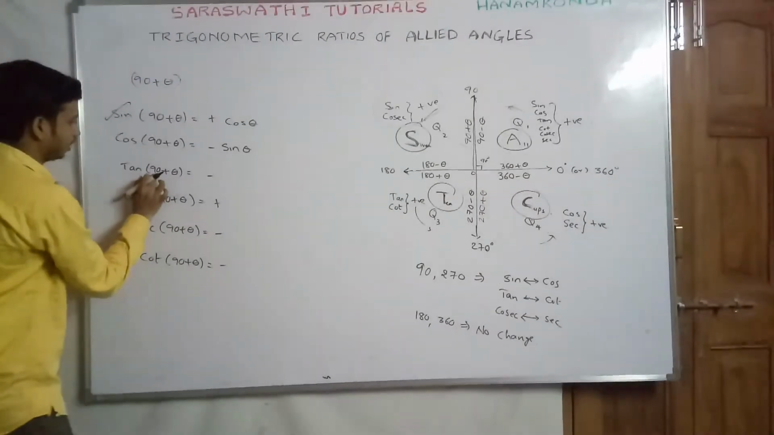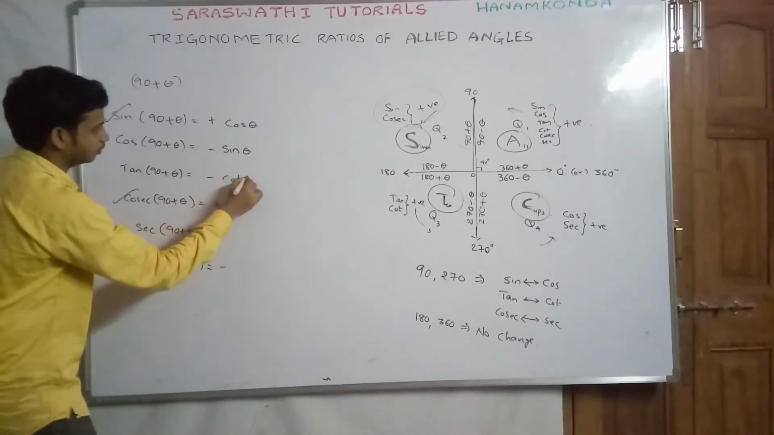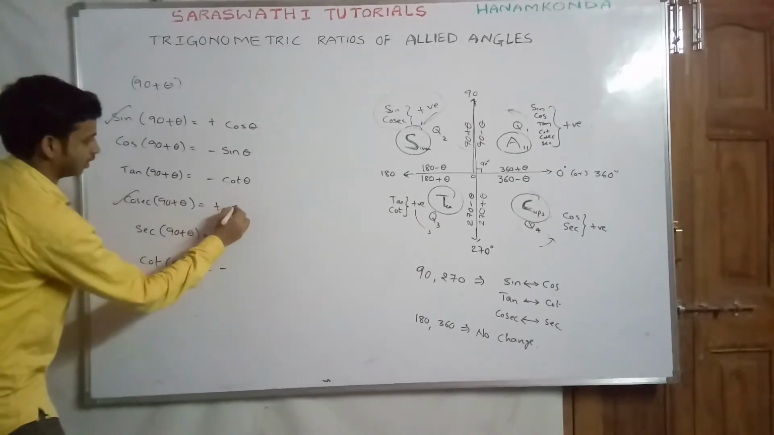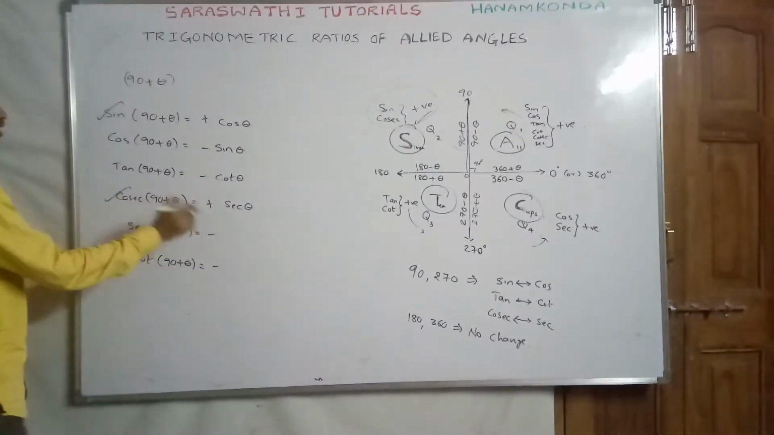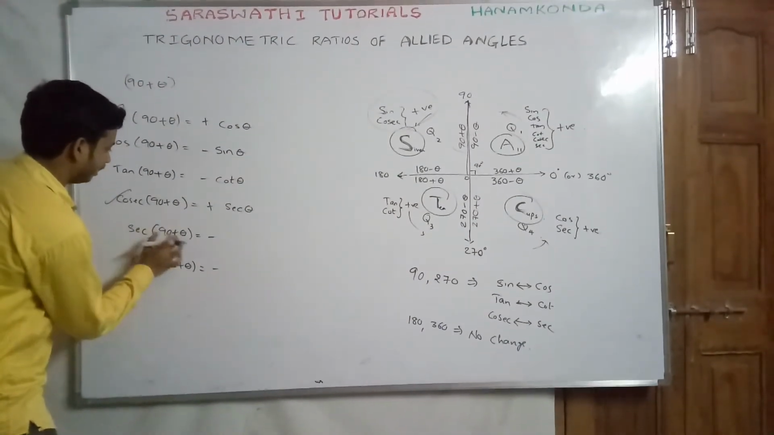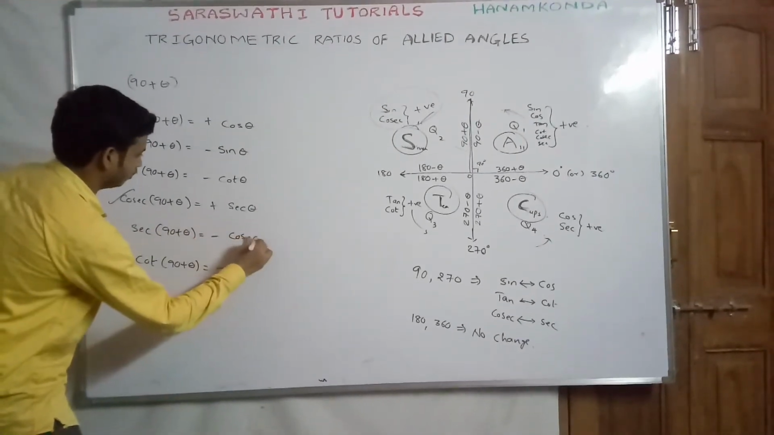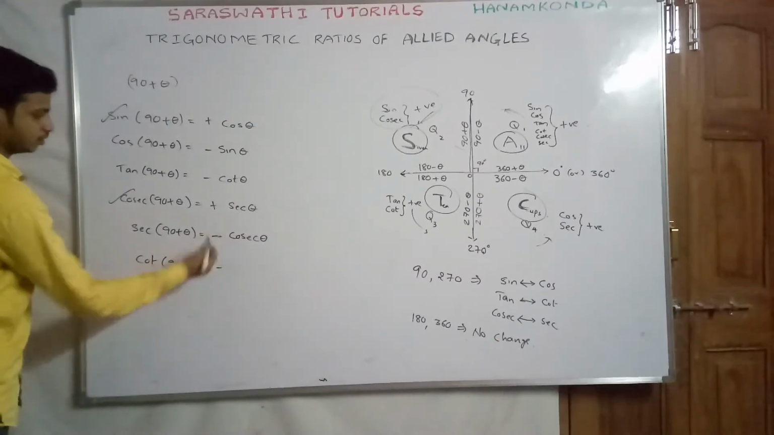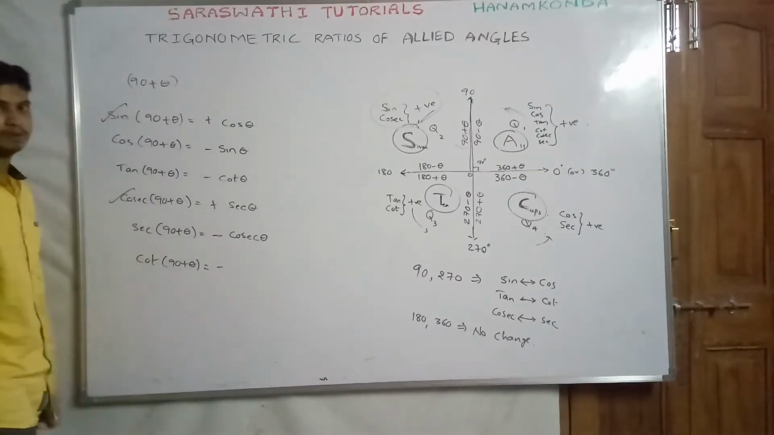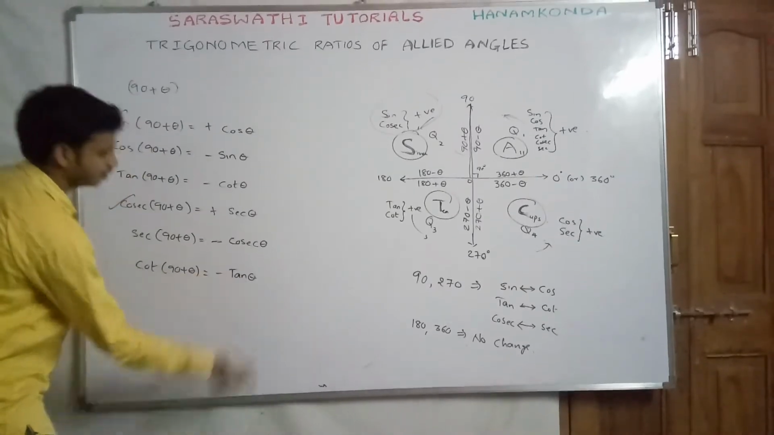And for 90 and 270, tan changes to cot. That means tan of 90 plus theta is minus cot theta. For 90, cosec changes to sec, so cosec of 90 plus theta is plus sec theta. Sec changes to cosec, so sec of 90 plus theta is minus cosec theta. And for cot of 90 plus theta, cot changes to tan, so cot of 90 plus theta is minus tan theta.